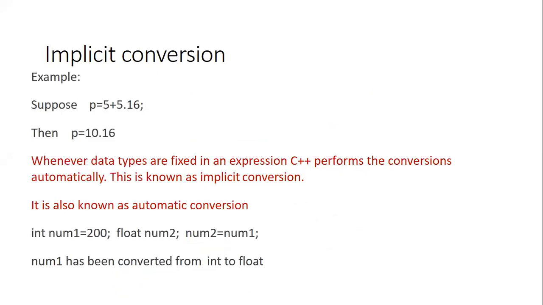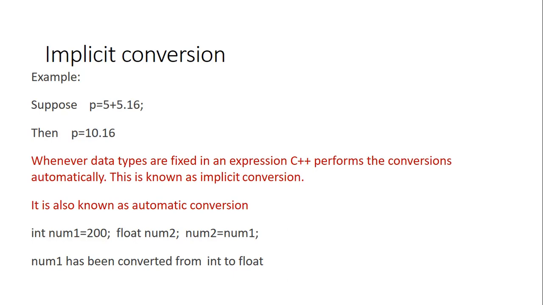For example, suppose we consider 5 plus 5.16. It will become 10.16. Whenever the data types are mixed in an expression, C++ performs the conversion automatically. This is known as implicit conversion. It is done by the compiler only, without any external trigger from a user. It is also called automatic conversion.